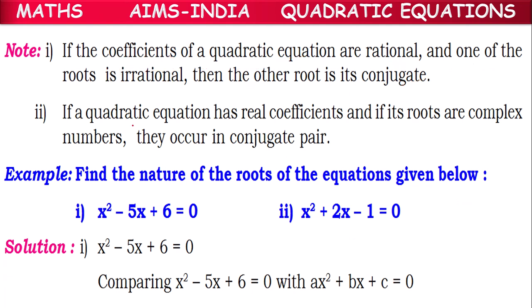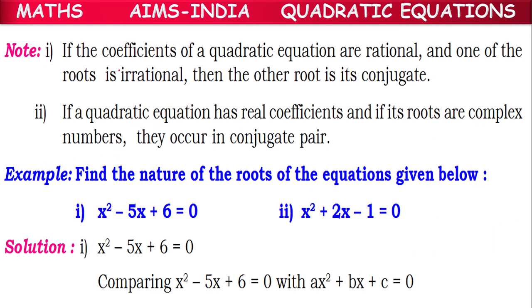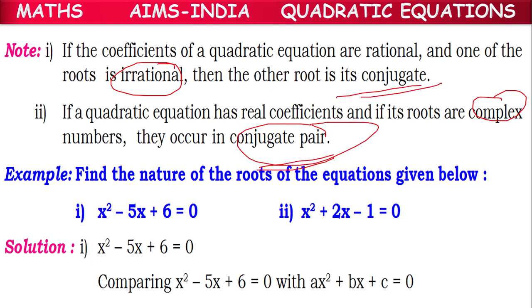Or if the roots are complex, like 4 plus root of minus 1, then the other will be 4 minus root of minus 1. Then also they will be conjugate. If the roots are irrational or complex or imaginary, then the roots will be conjugate to each other. Roots will be a conjugate pair.